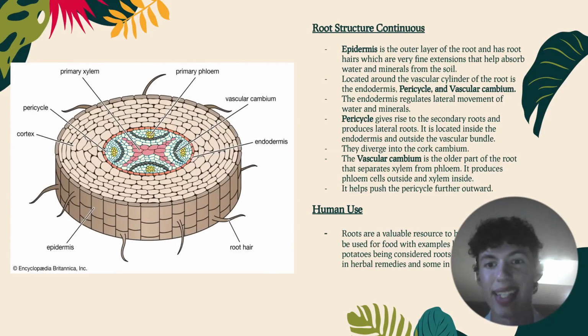The endodermis regulates lateral movement of water and minerals throughout the roots, and the pericycle gives rise to secondary roots and produces lateral roots.